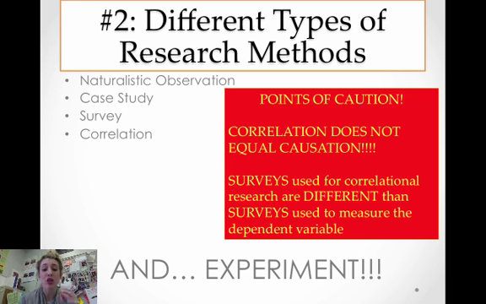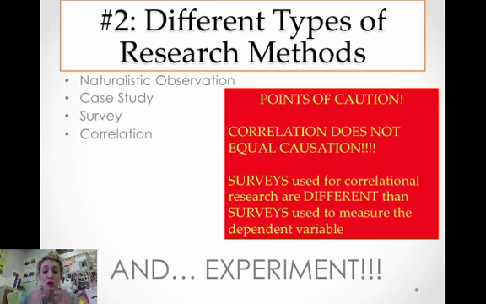The only way to determine cause and effect is with an experiment, because you have controlled research, you have a control group and an experimental group. So then you can measure the difference between the two, okay? Some points of caution. Like I said, correlation does not equal causation, and surveys used for correlational research are different than surveys used to measure the dependent variable, okay?